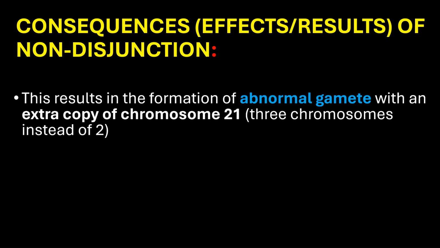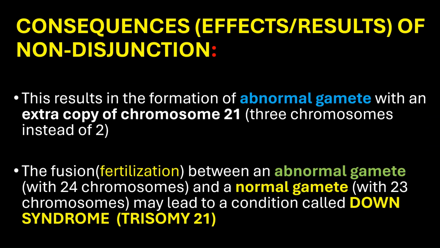Now, let us look at the effect, the result, or the consequences of non-disjunction. It results in the formation of abnormal gametes with an extra copy of chromosome 21. That is, there will be three chromosomes instead of two. And then a fusion or a fertilization between an abnormal gamete, that is a gamete with 24 chromosomes, and a normal gamete, that is a gamete with 23 chromosomes, may lead to a condition called Down syndrome. Down syndrome, also called trisomy 21.